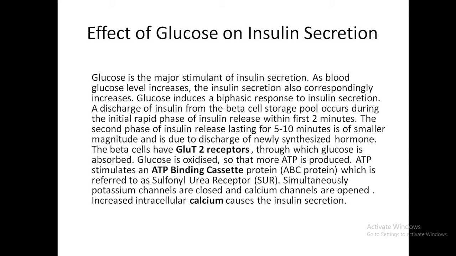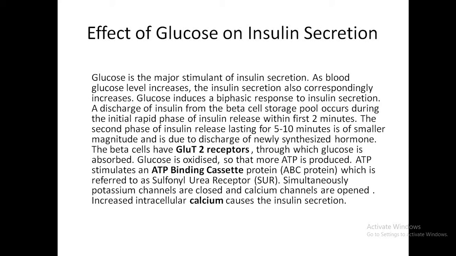So the effects of glucose on insulin secretion. We all know that glucose is a major stimulant, and as the blood glucose level increases, insulin secretion also increases. Glucose induces a biphasic response to insulin secretion. A discharge of the insulin from beta cell occurs during the initial rapid phase of insulin release within first 2 minutes. The second phase of insulin lasts for 5 to 10 minutes and is of smaller magnitude and is due to discharge of newly synthesized hormone.